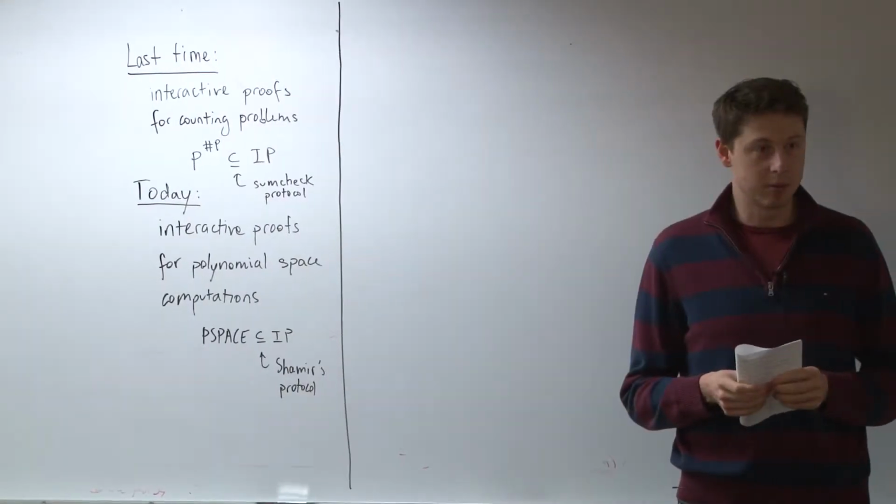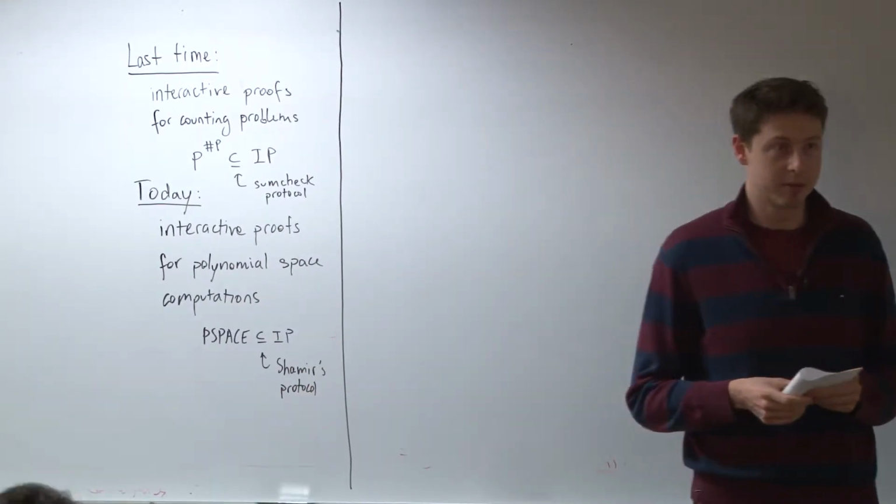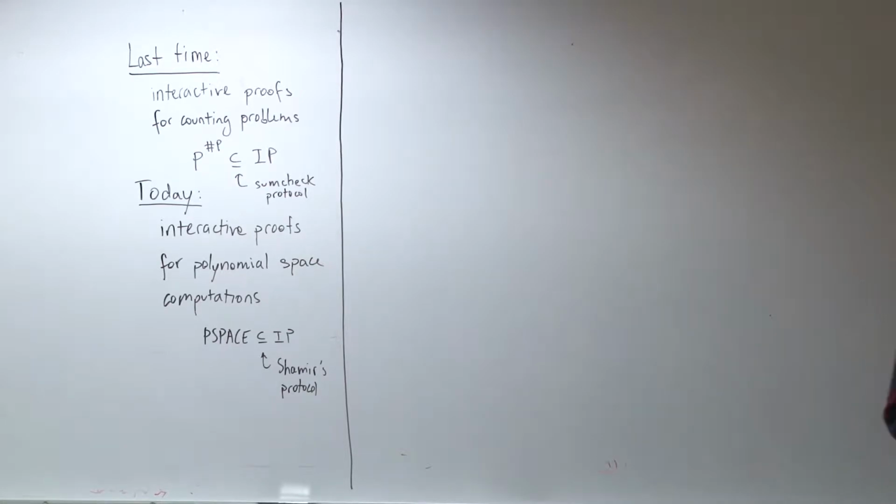Last time we learned how to build interactive proofs for counting problems. Actually, we started with a much more humble goal, which was building interactive proofs for the problem of demonstrating that a Boolean formula is not satisfiable. Where you don't have a short certificate, but there is an interactive proof that works for that. What was the name of the protocol that we used? SumCheck. Okay. So SumCheck was the main subroutine of that interactive proof.